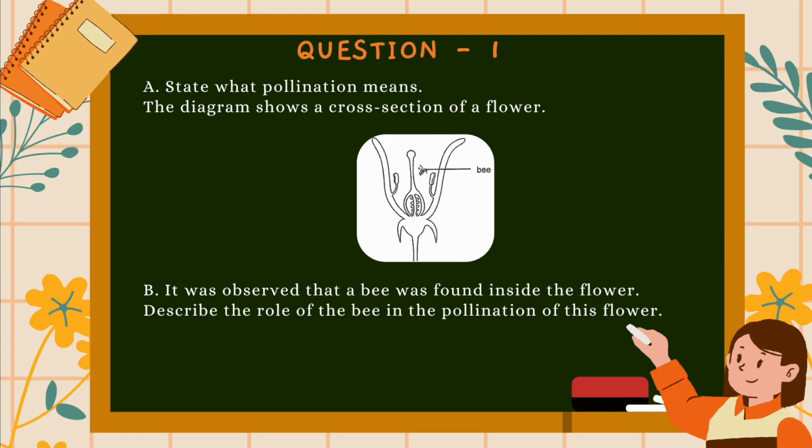Question 1. A. State what pollination means. The diagram shows a cross section of a flower. B. It was observed that a bee was found inside the flower. Describe the role of the bee in the pollination of this flower.